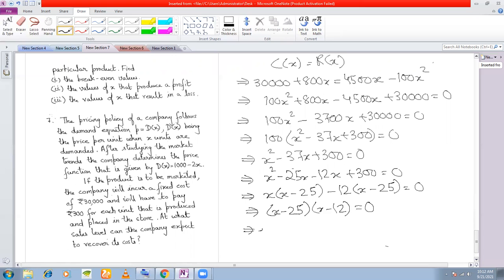That means either x is equal to 25 units or x is equal to 12 units. You're getting two answers, two break-even points. At 12 units you can recover your total cost, and at 25 units also you can recover your total cost. So two break-even points. Moving on to the next one.